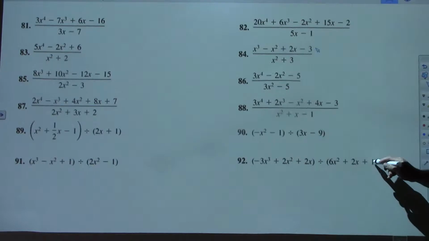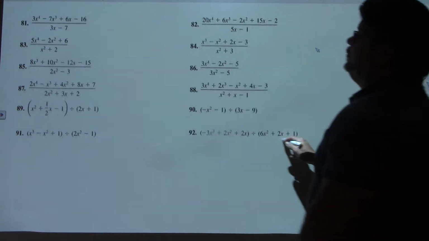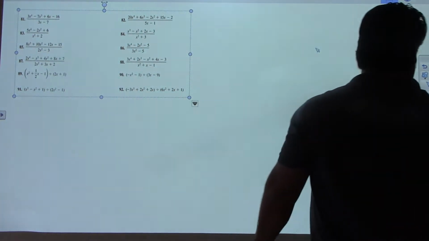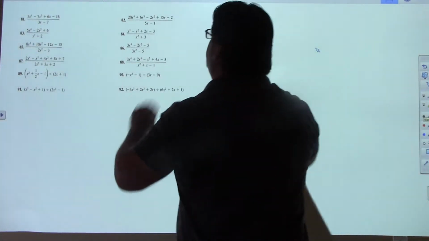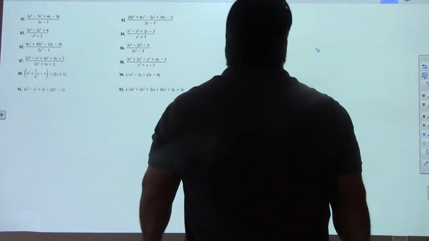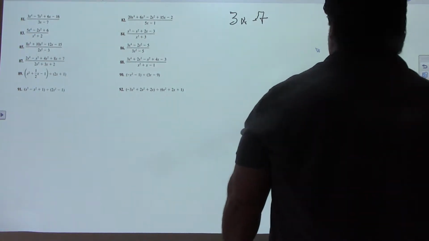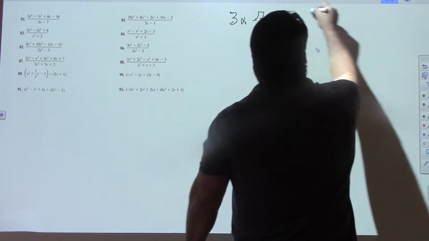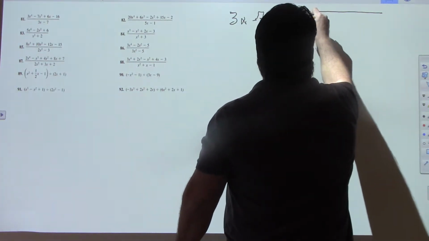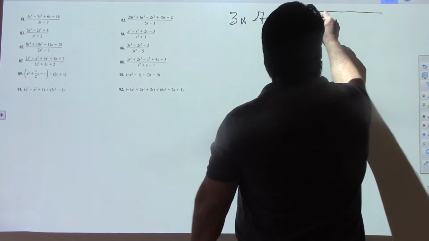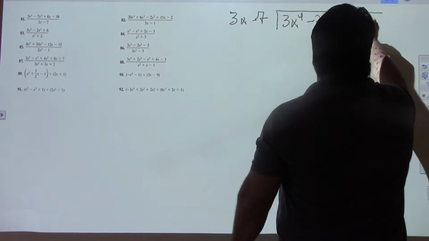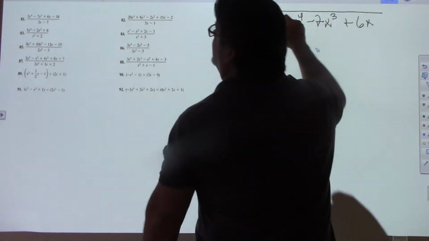So, we take these first two, and the first one is 3x minus 7 into 3x to the fourth minus 7x to the third plus 6x minus 16.